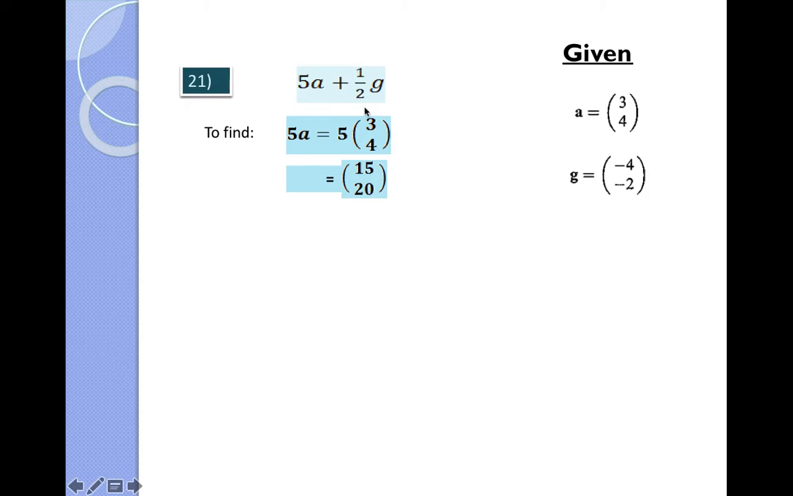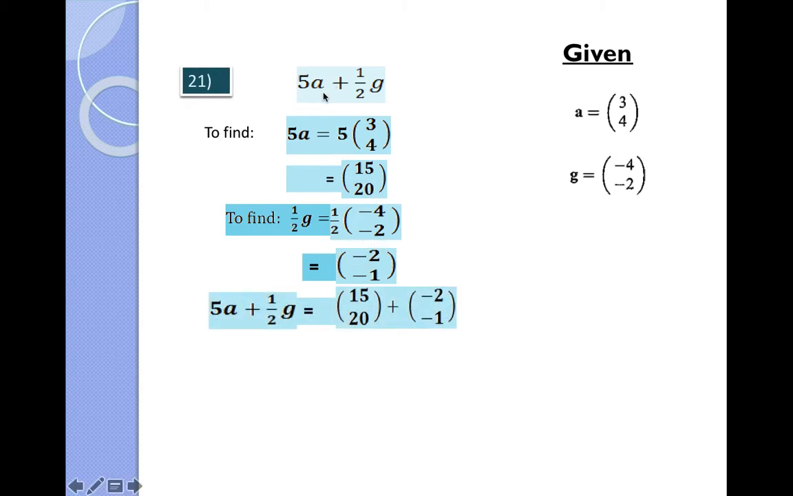Now we will find half g. Half g will be half of vector g, that is negative 4 and negative 2. Half multiplied by negative 4 you get negative 2, and half multiplied by negative 2 you get negative 1. Now substitute the 5a we found and half g. 5a plus half g equals 15 plus negative 2, you get 13, and 20 plus negative 1 you get 19. So this is your answer written in component form.